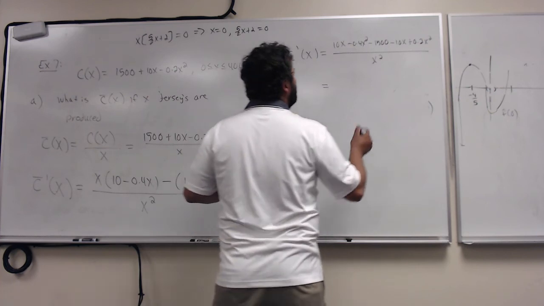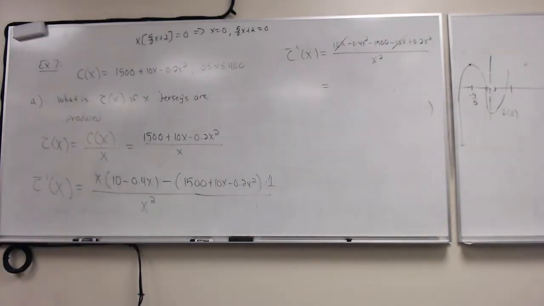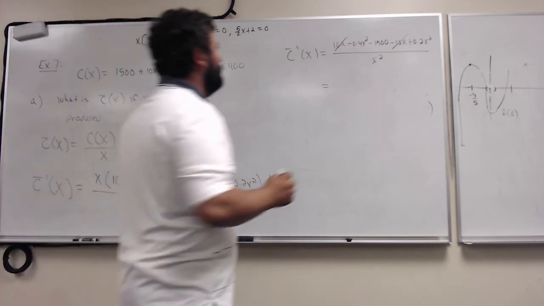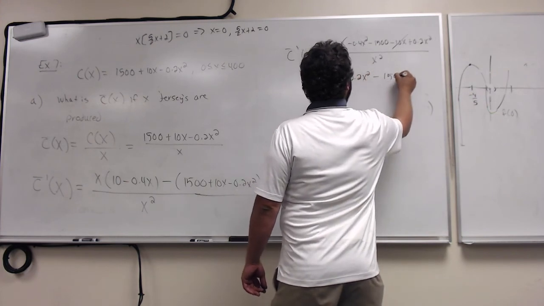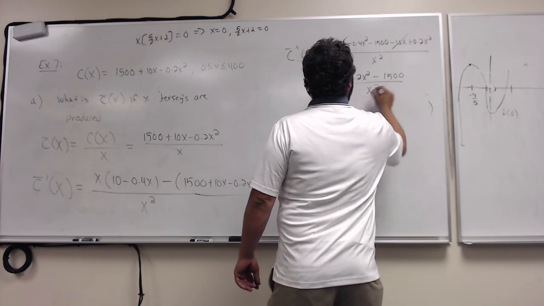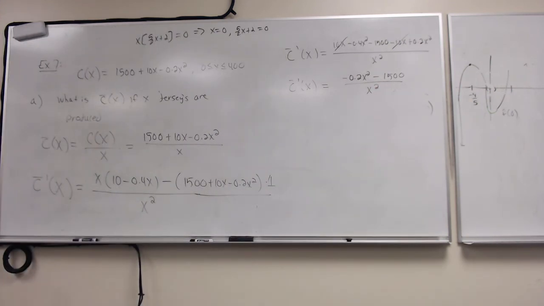I think the 10x's go away, right? And then the minus 0.4x squared plus the 0.2x squared. I believe we just get a minus 0.2x squared minus 1500 over x squared. So again, unfortunately in this section, always a good idea to simplify derivatives. Missy, you got a question? Okay. Everybody okay so far?